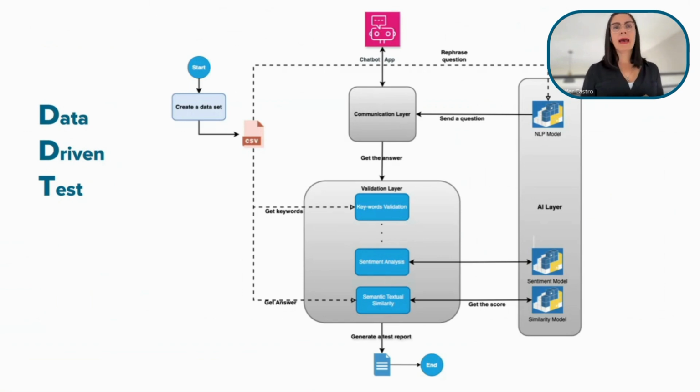In this diagram, we want to share with you the big picture of this process, especially summarizing all the information that I just mentioned. Important to say that we are using data-driven testing, which is an automation methodology that basically uses a data source in order to guide the process of the testing. In our case, our data source is a CSV file.